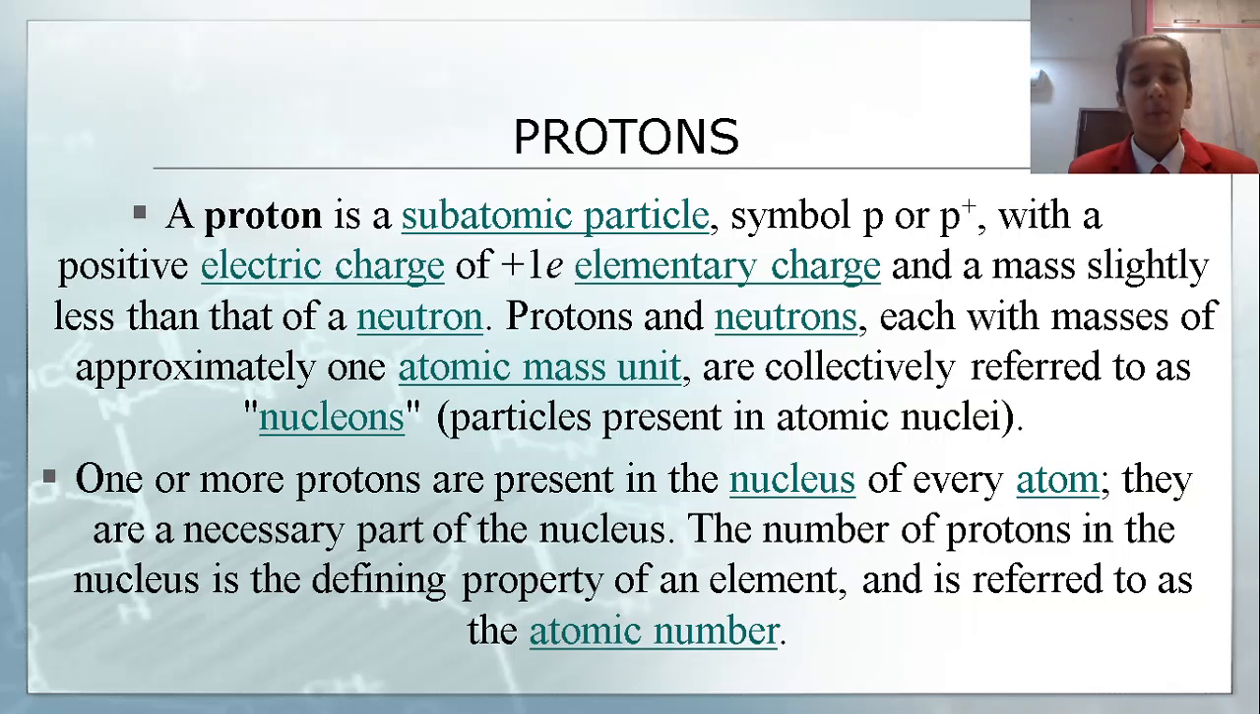A proton is a subatomic particle. Its symbol is P. As it has a positive charge, it also has the symbol P positive, with a positive electric charge of one elementary charge and a mass slightly less than that of a neutron. Proton and neutron, each with a mass of approximately 1 atomic mass unit, are collectively referred to as nucleons. One or more protons are present in the nucleus of every atom. They are a necessary part of the nucleus. The number of protons in the nucleus is the defining property of an element, as it refers to the atomic number of that element.